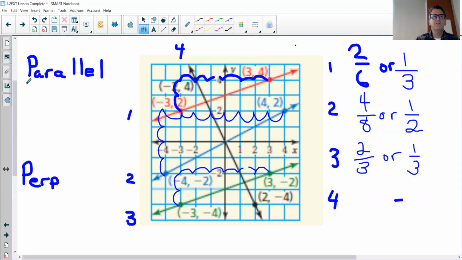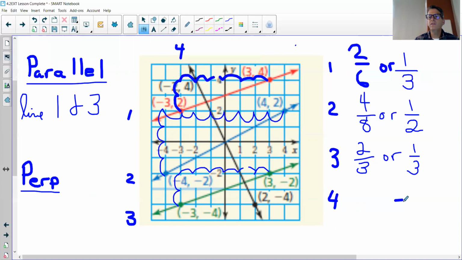So you already answered your first question, which 2 are parallel? It appears that line 1 and line 3 are parallel. Lines 1 and 3 are parallel. Okay, so now we're looking for this perpendicular relationship.